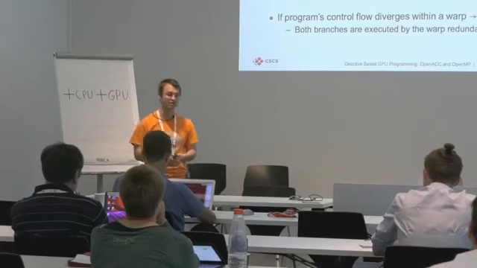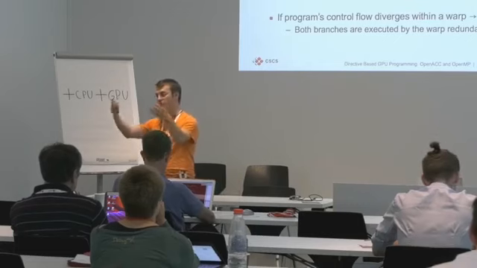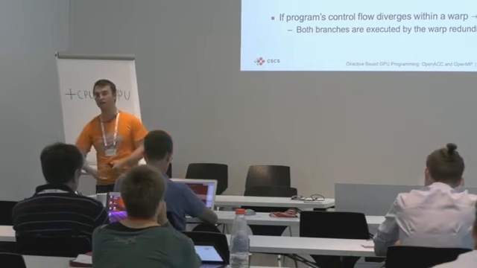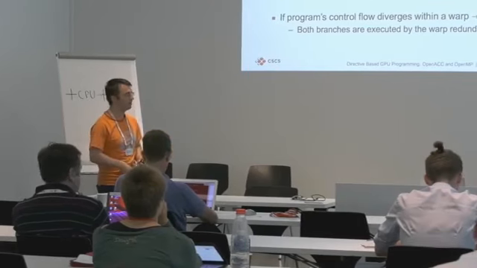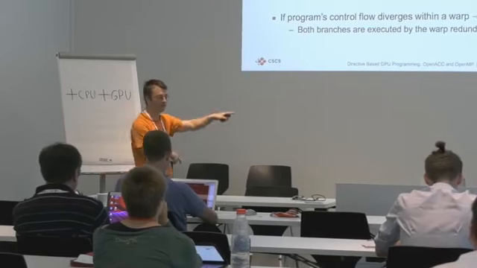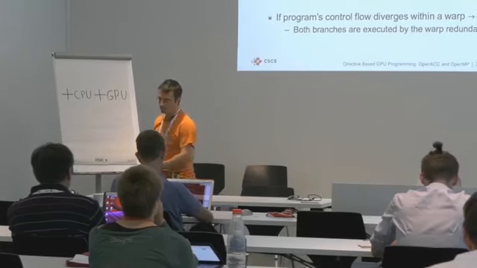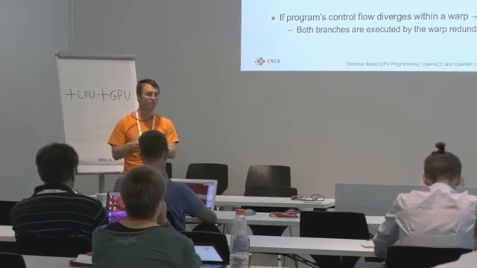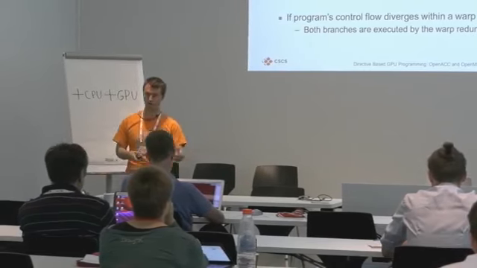So the hardware will just do, okay, I will execute both branches. I will check the first branch, masking out the 20 threads, and then I will execute the other branch, masking out the other part. So basically, in the terminology of the GPU, this is called a divergent warp.